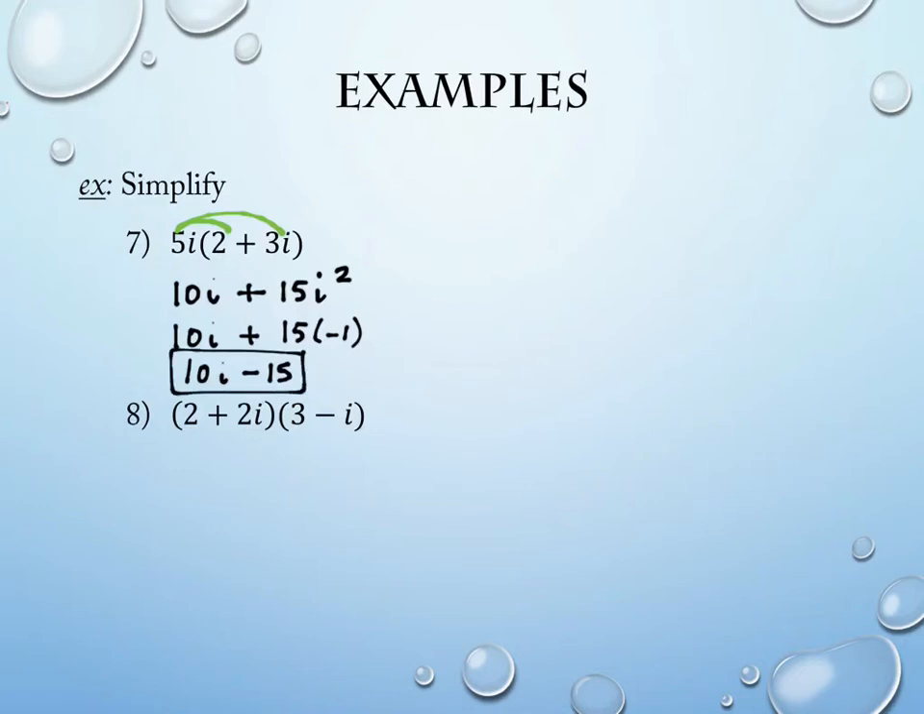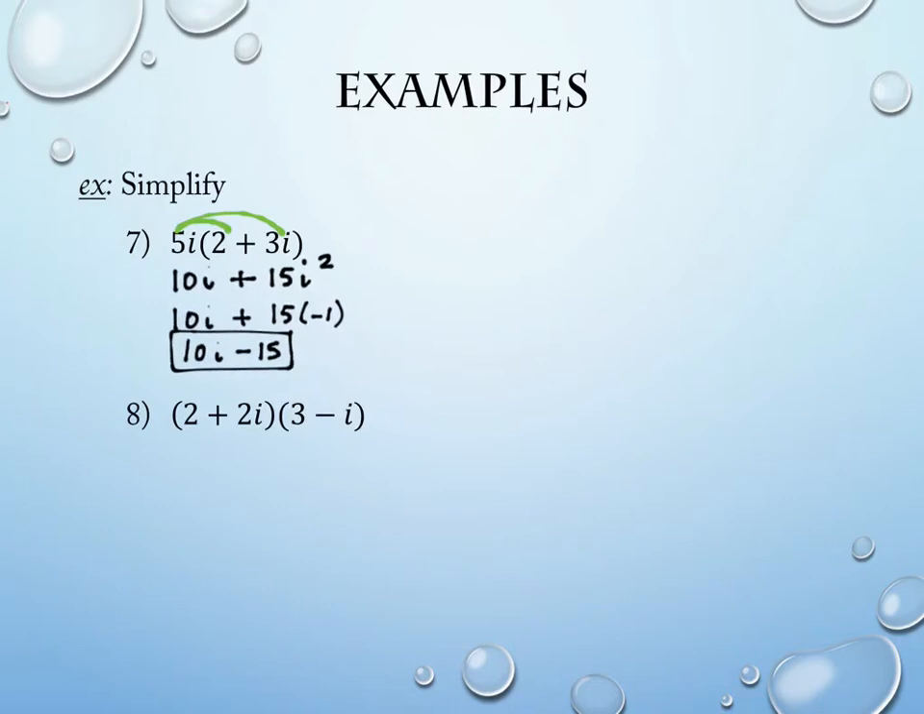Okay? The next one, much like the algebra that you've seen with variables, we're going to distribute it out. So first, outer, and then inner and last. The first term's 2 times 3 would be 6. Outer, 2 times negative i is negative 2i.